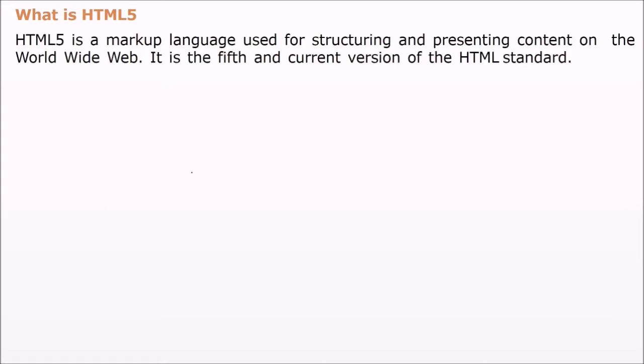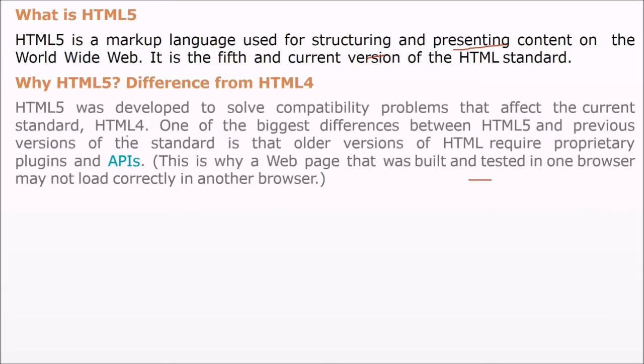Next, what is HTML5? HTML5 is the latest version of HTML. You can regard it as the next version of HTML4. It is a markup language used for structuring and presenting content on the World Wide Web. This is the fifth and current version of the HTML standard. So why HTML5? What is the difference between HTML5 and HTML4? HTML5 was developed to solve compatibility problems that affected the previous version, HTML4.